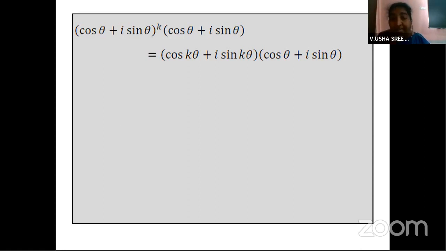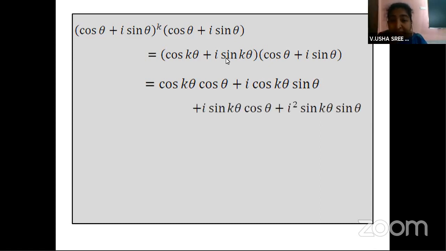Now we'll try to expand this right hand side by multiplying the terms. When I multiply, you will have this as cos k theta into cos theta, which is cos k theta cos theta, plus cos k theta into i sin theta is i into cos k theta into sin theta. Then we will multiply i sin k theta with this whole bracket, children. Then we have i sin k theta cos theta, product of these two, plus i into i, which is i square sin k theta sin theta.